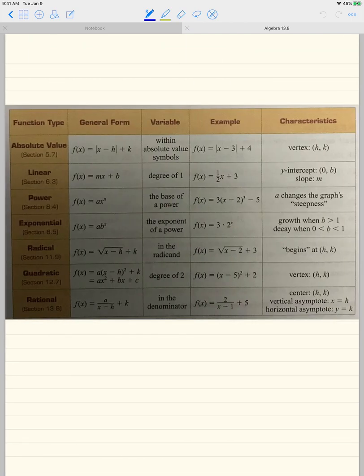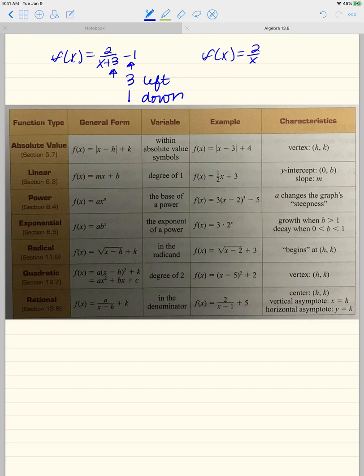Now, the graph of f of x is equal to 2 over x plus 3 minus 1 is the result of translating the graph of f of x is equal to 2 over x, that's the first one that we started with, 3 units left and 1 down. Notice the similarity to the translations of the absolute value, power, radical, and quadratic functions that we studied earlier.